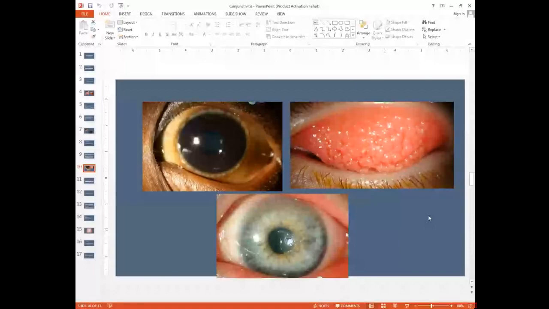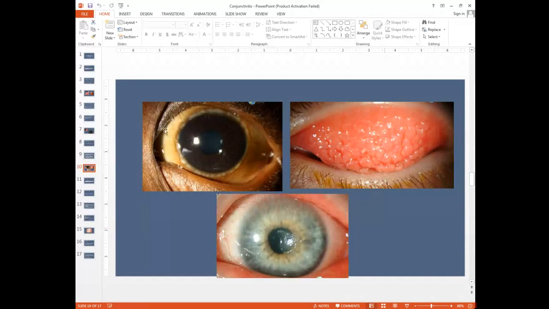These photographs show features of vernal keratoconjunctivitis. I mentioned Trantas dots, which are these little white spots at the limbus. They represent a collection of eosinophils and inflammatory cells. All right, so that's a feature.